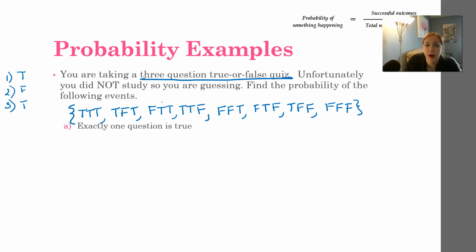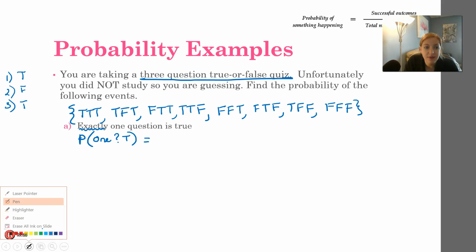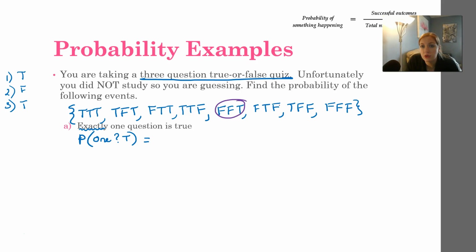So we want to find the probability that exactly one question is true. Exactly one question is true. That exactly is very important. So we look at these different outcomes and we say which one has exactly one question true. Well, this has 3, this has 2, 2, 2. It says one question true, one question true, one question true. And that has 0. So there's only 1, 2, 3 outcomes out of 8.